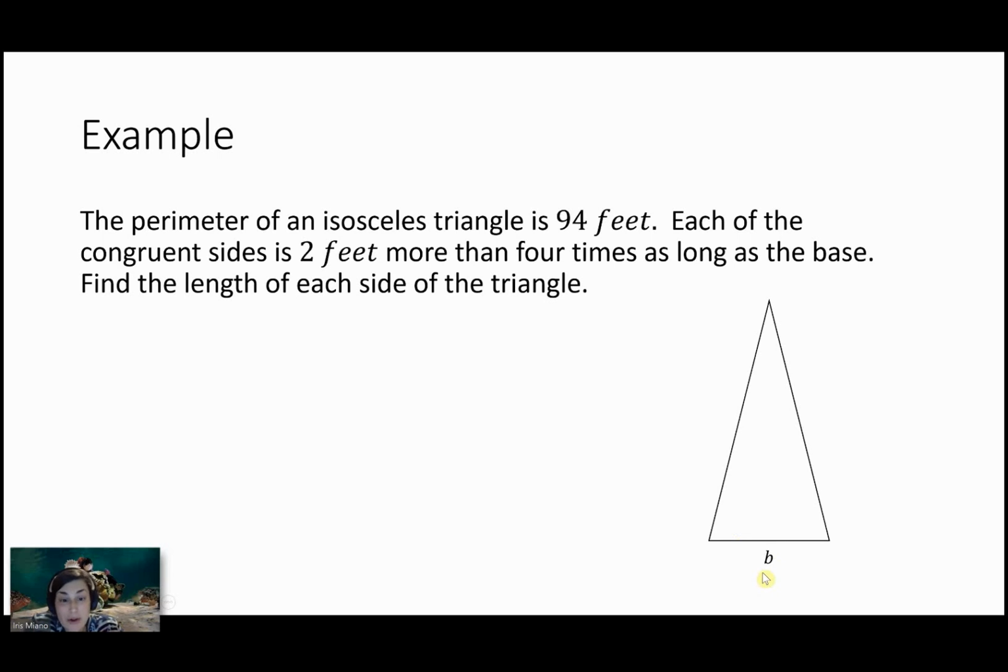That's our main unknown here, because notice that the legs, the congruent sides, are an algebraic representation of that base length. It's 2 feet more than 4 times as long as the base. 2 feet more than 4 times the base, which I'm calling b. So how do you represent 2 feet more than 4 times a number? Well, you call it 2 plus 4b in this case, where b is the length of the base in question.